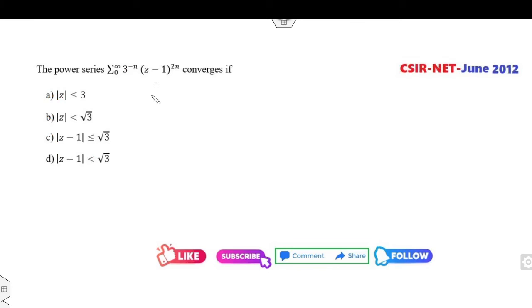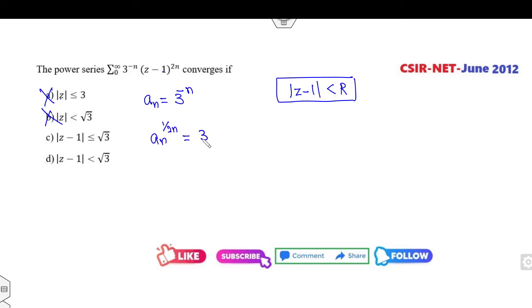Again, the same case. Your answer will be |z minus 1| less than r, because the center is 1. So first and second options directly cancel out. What is the radius of convergence? Now it's the power of 2n, so my target is to find this number, 3 raised to power minus half. So the radius of convergence is 1 over 3 raised to power minus half. That means root 3.